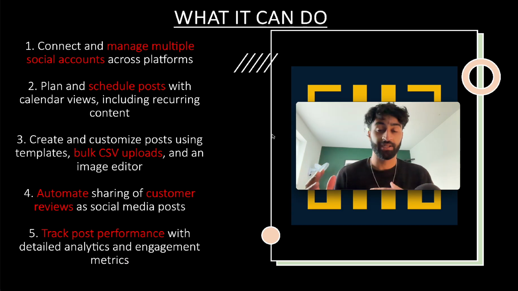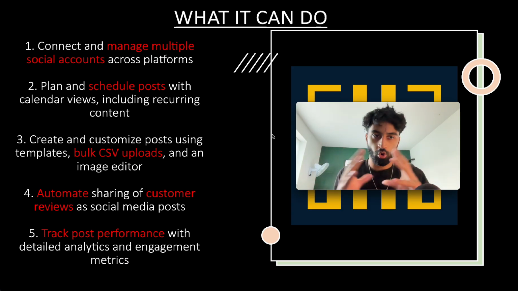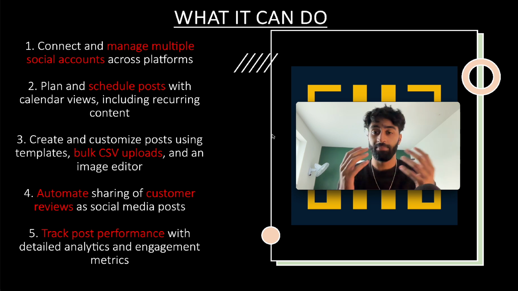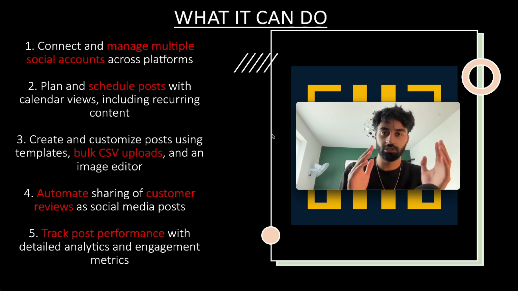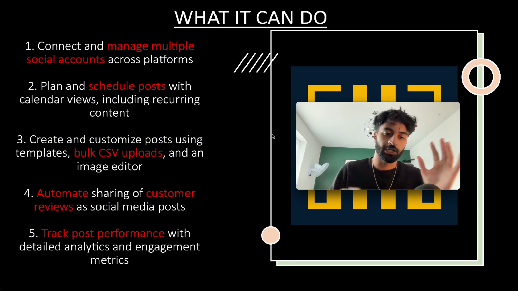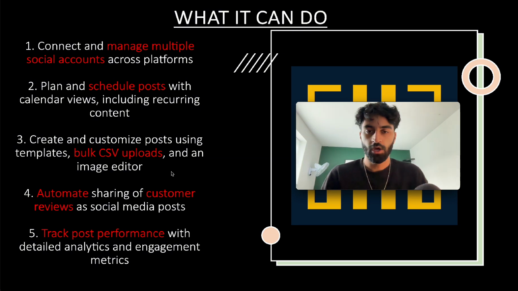This is essentially what the social plan can do in the marketing tab. So you can connect all your social accounts, you can schedule and plan, you can bulk CSV files into it, and whenever the business or yourself gets a 5-star review, you can also automate and share that online. And of course, you can track all your performance metrics as well. So let's get right into it.